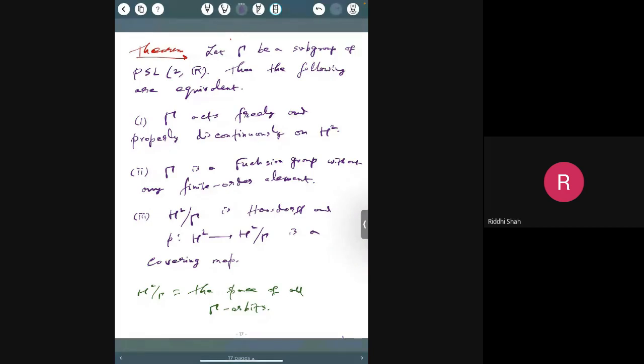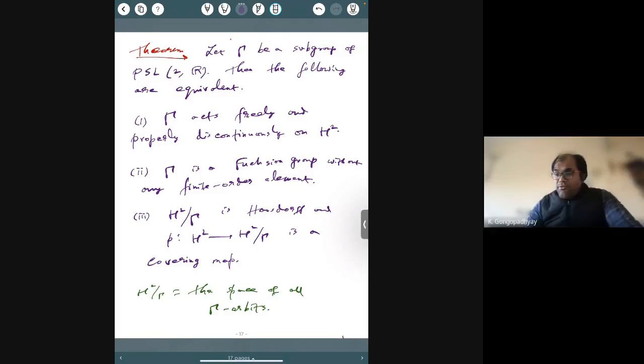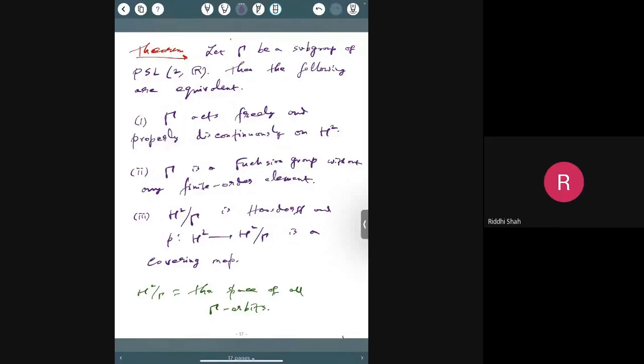But what is the fundamental group of H2? That's a good question. I am going to talk about it tomorrow. The fundamental group of H2 mod gamma is gamma.